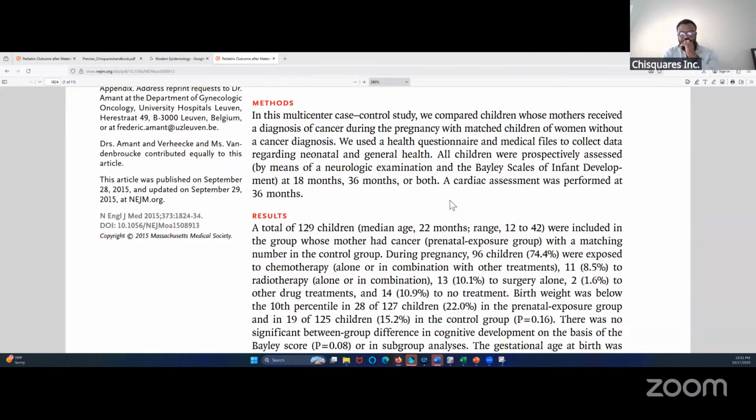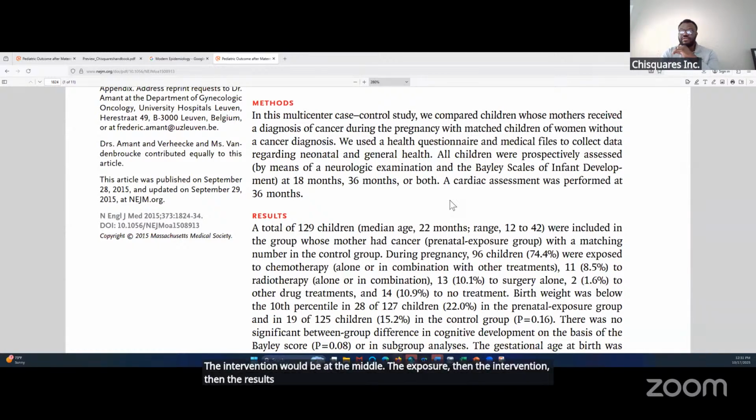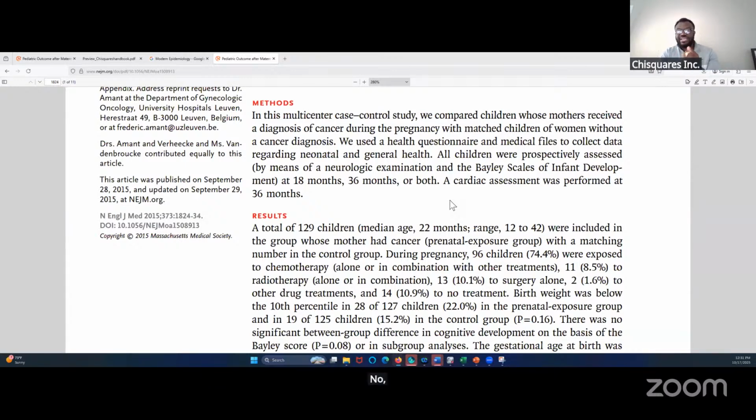Hello, sir. Thank you very much, sir. Yes, go ahead. The intervention will be at the middle. The exposure, then the intervention, then the results. The exposure, intervention, and outcome. No, in an actual design, what will you do step by step? So forget about the image. In an actual design of a study, what will you do? Step one.